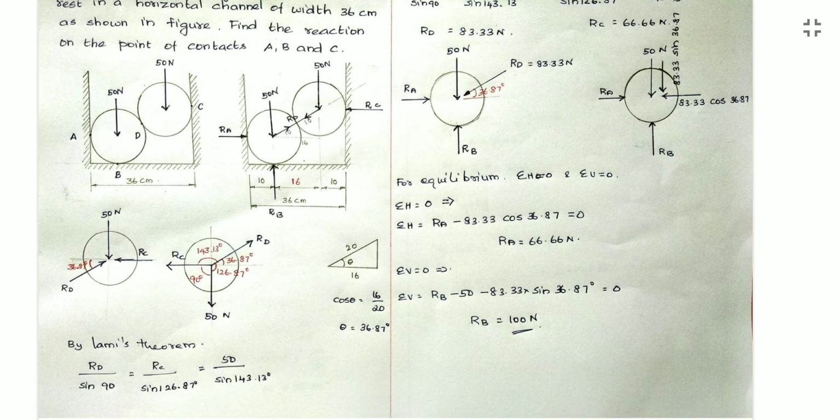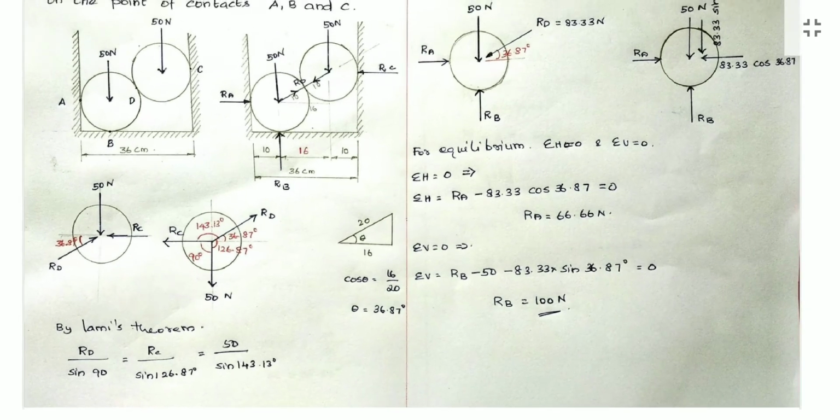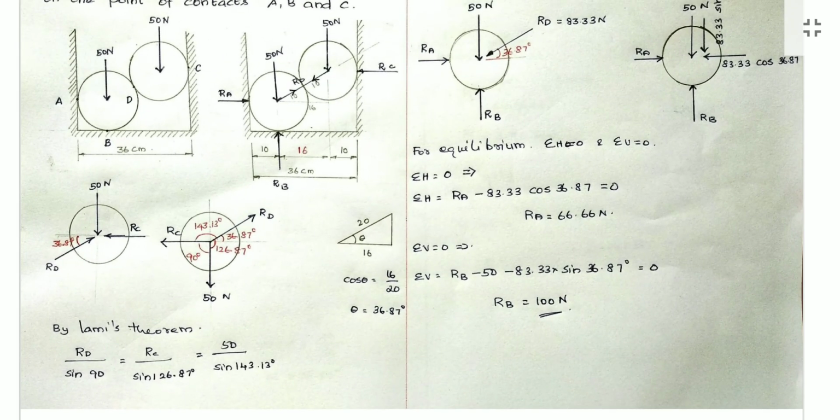So for solving this problem, here also it is coming under equilibrium analysis. First, solve the unknown values of the upper roller. So draw the free body diagram of the upper roller.